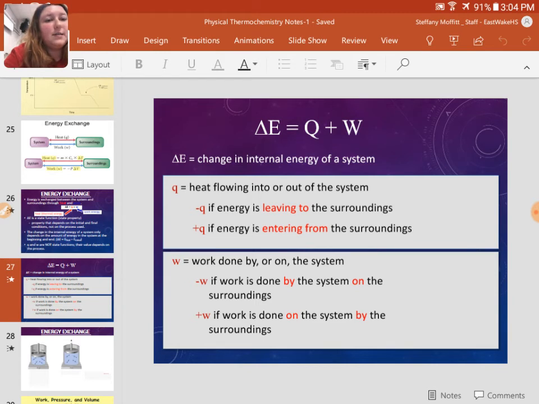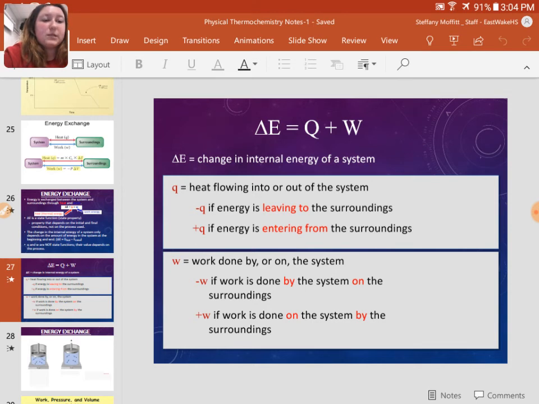Q is the heat flowing into or out of the system. So if it's negative Q, then it's leaving our system and going to the surroundings. If it's a positive Q, the energy is coming from the surroundings into the system. So think of it like if you're the system and you're adding Q, so your Q is positive, then you are gaining heat.